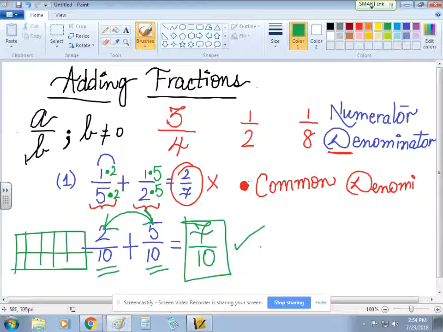So remember, as a summary in the end, in order to add fractions, we really need to have a common denominator. That means the bottom numbers need to be the same for us to be able to add the fractions. Another important thing, do not add the denominators.